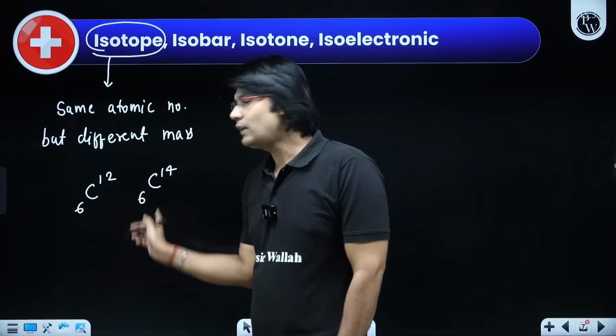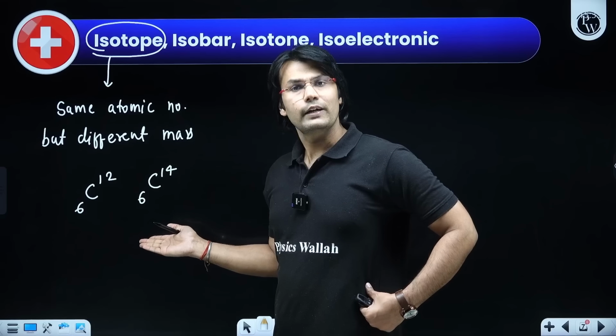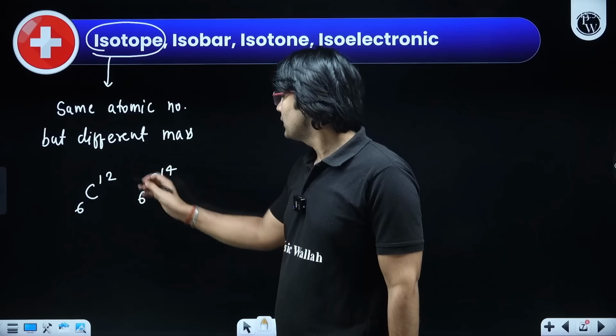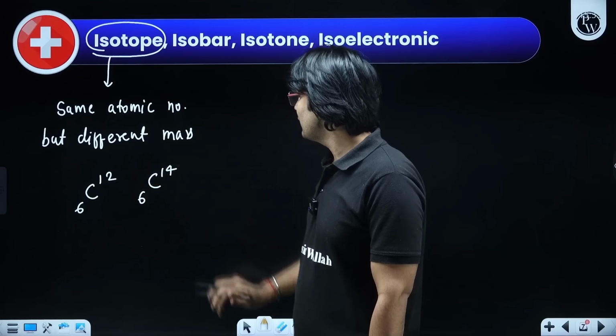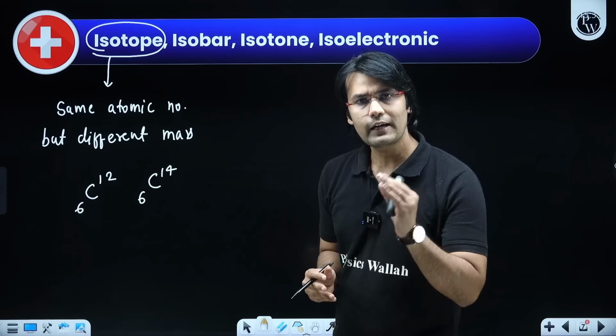In these two atoms, because they are from the same element carbon, definitely they have the same atomic number, which is 6, but they have different mass numbers. One has a mass of 12 and one has a mass of 14. So those atoms which have the same atomic number but different mass number are your isotopes.